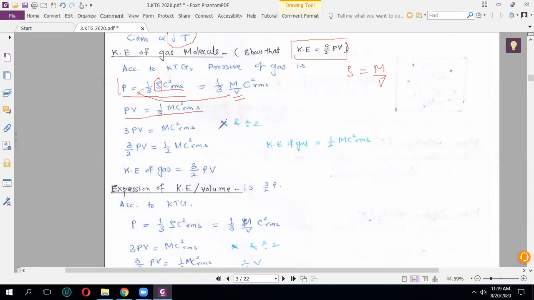Next, what do we do? Multiply and divide by 2. If we multiply and divide by 2, what do we get? I am writing here: 2 into 3/2. Correct? Because I am multiplying and dividing. What is the right side? m C square RMS. Clear this part? So this 2 and this 2 cancel, and this other 2, don't cancel it. Take this 2 to the right hand side. What we get is 3/2 PV is equal to 1/2 m C square RMS. How are we getting this? I hope you understand. Anyone having any doubt here?